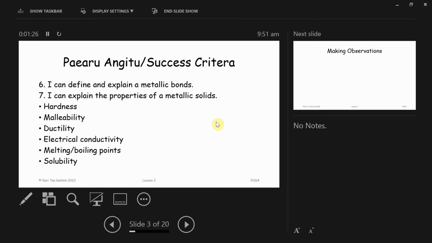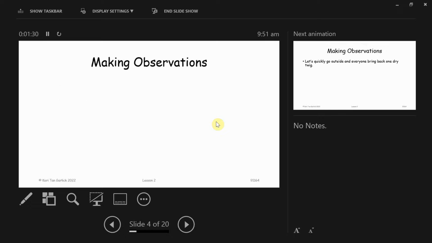Cool. All right. So I'm just trying to get my clicker to make my life easier. We're going to start with making some observations. And this is going to seem rather silly, but I'm looking for any excuse for us to go outside and take off our masks. Okay, so we're going to go outside and look around, and I want you guys to collect a twig, ideally a dry one, and we're going to be looking at that twig. And so let's have a break outside.